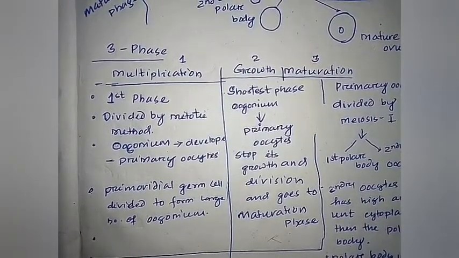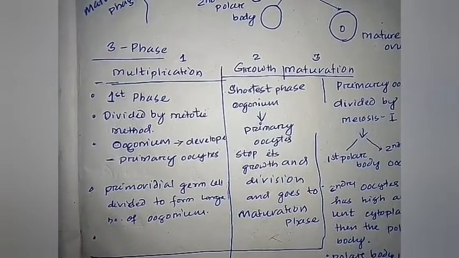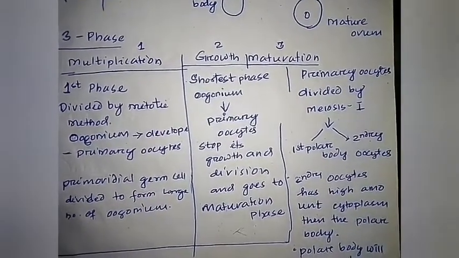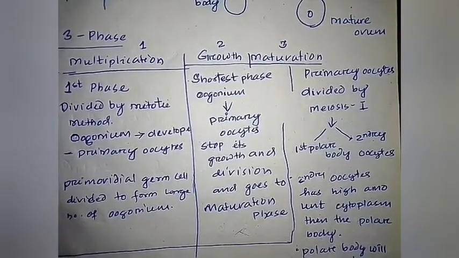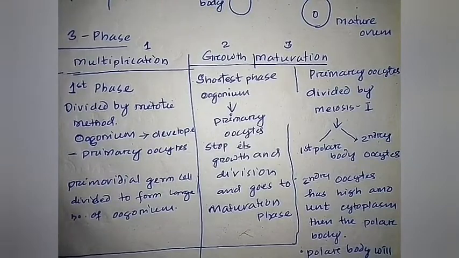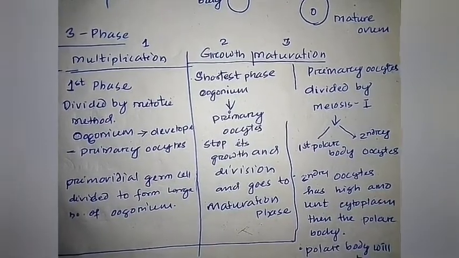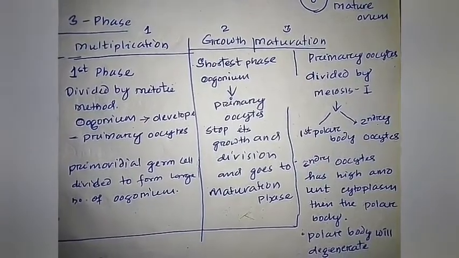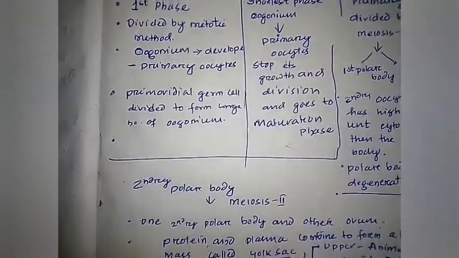And second is the growth phase. This is the longest phase of the oogonium. The primary oocyte stops its growth and divides, going to the maturation phase. Then we go to the maturation phase. The primary oocyte divides by meiosis I into a polar body and a secondary oocyte. The secondary oocyte has a high amount of cytoplasm, so the polar body will degenerate.